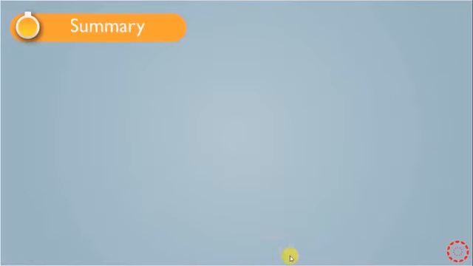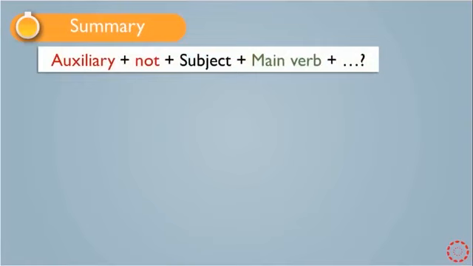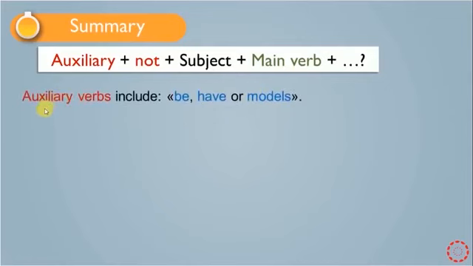The summary, what have we learned today? We can form the negative questions with this rule. I mean, this is the general rule. We have auxiliary verb at the beginning, and then we have not. After not, we have subject of the sentence, and then we have the main verb of the sentence. As we mentioned previously, auxiliary verbs include verb to be and verb to have, or modals.